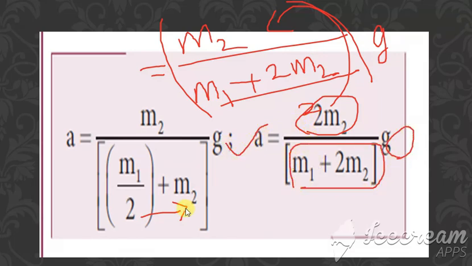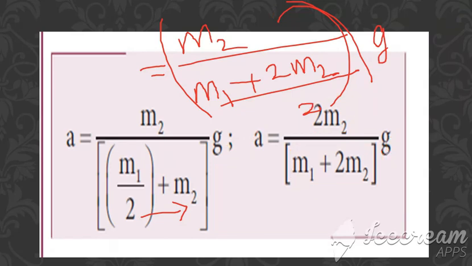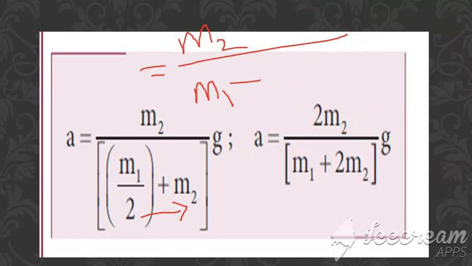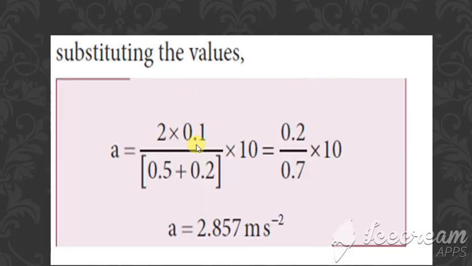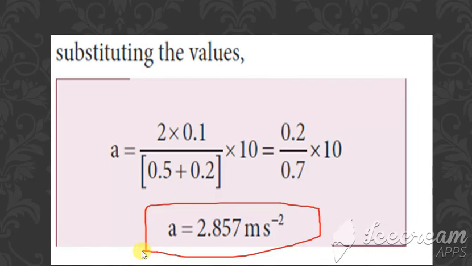So this gives the equation for the acceleration of the body. This is the acceleration which we have found in this problem. If we substitute the values of m1, m2 and g and solve this, we get the value of the acceleration.